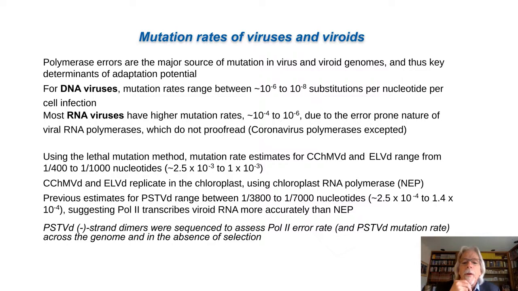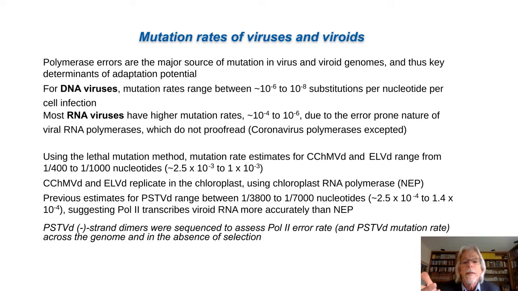Now, using the lethal mutation method, there have been several estimates made for viroid mutation rates. Chrysanthemum chlorotic mottle viroid and eggplant latent viroid, for example, have been assessed using the lethal mutation method. And reports have shown mutation rates ranging from 1 in 400 to 1 in 1,000 nucleotides. These viroids are of the family Avsunviroidae, and they replicate in the chloroplast using chloroplast RNA polymerases.